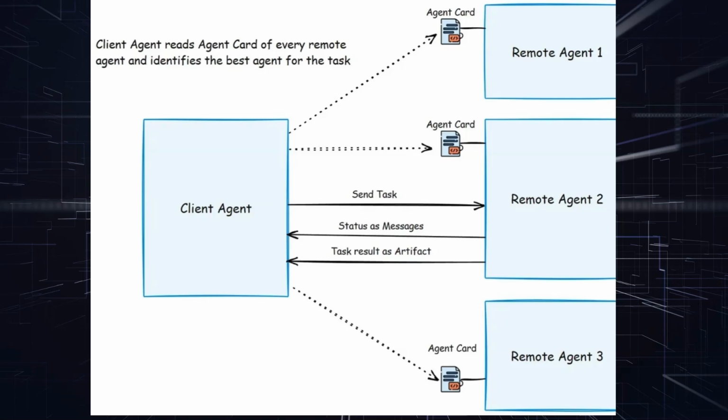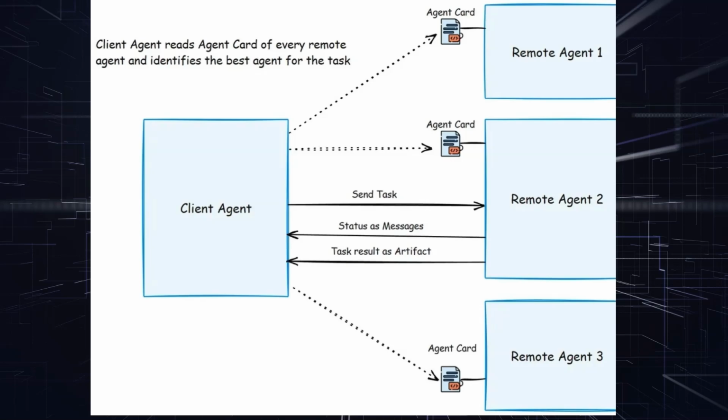Now let's go through the complete communication process. As we see in this communication diagram, the client agent on the left side discovers or searches for all agent cards available to it, which are the remote agents' agent cards, and it will identify the correct or suitable agent for the task execution. Once it has identified the remote agent, it will send a task request to the selected remote agent, and the remote agent will execute the task.